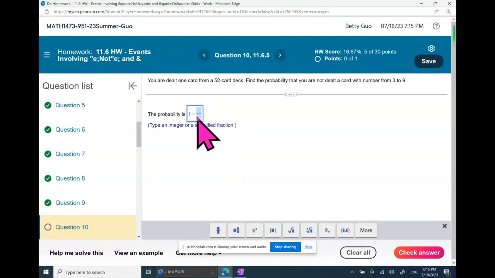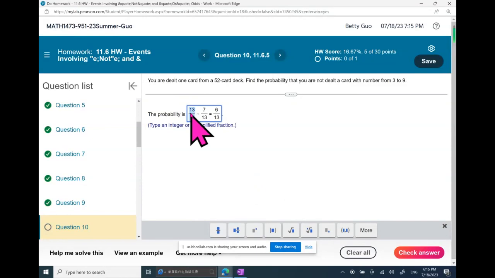So we have 13 numbers. Among the 13 numbers, how many of them are from 3 to 9? 3, 4, 5, 6, 7, 8, 9. That's 7. So the probability of being dealt a card that is from 3 to 9 is 7 over 13. And use 1 minus 7 over 13. We have 6 over 13, because we can write 1 here as 13 over 13, right?